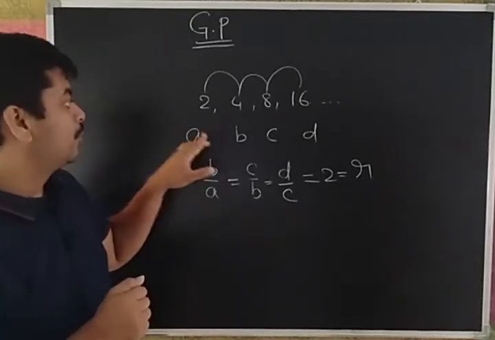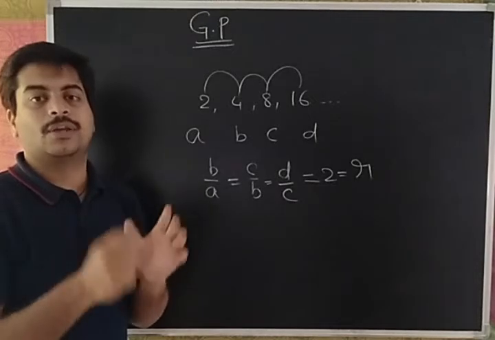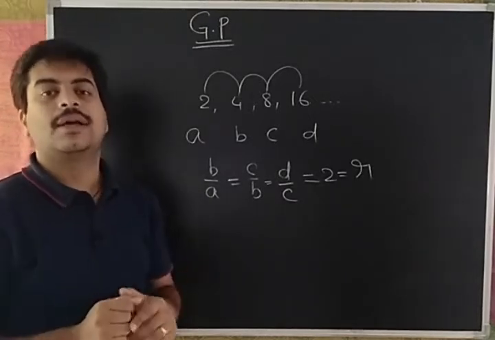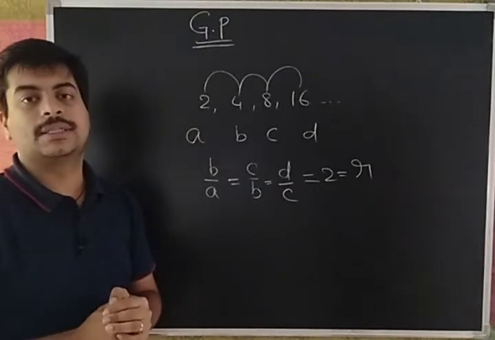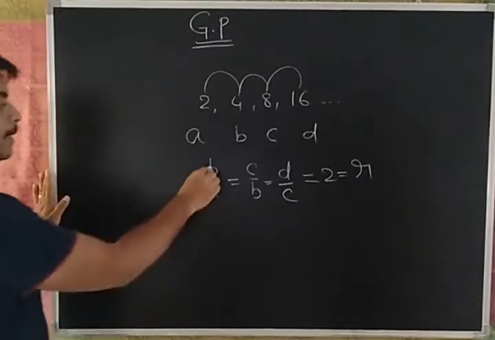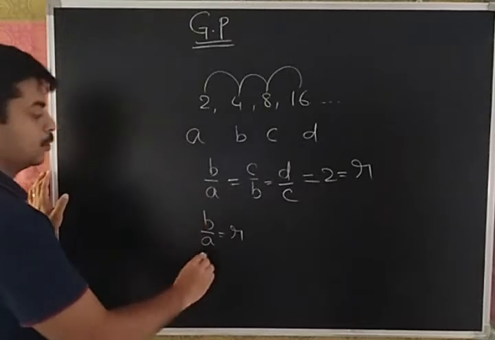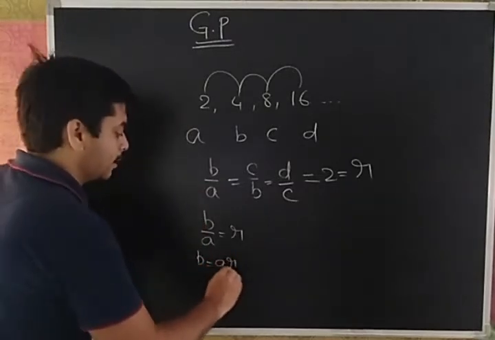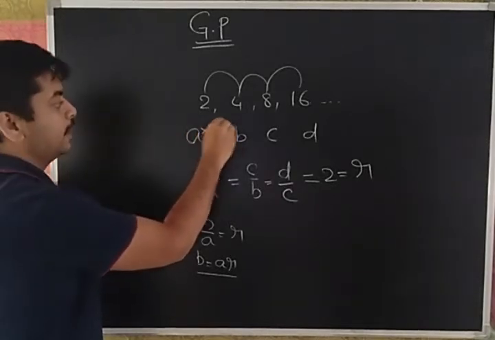When the ratio of two successive terms in a sequence is constant, we say those types of progressions are geometric progressions. So see here, B by A is equal to R. So what is B equal to? B equal to AR. A means the first term. First term into common ratio will give you the second term.